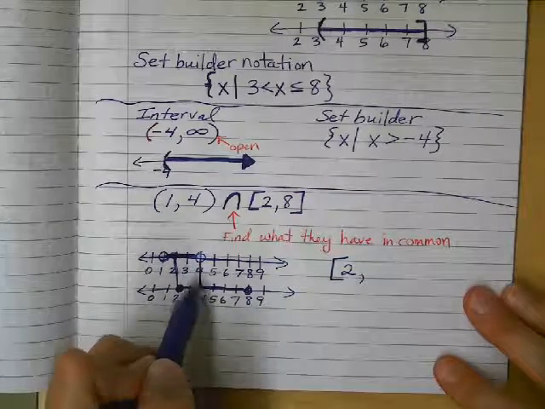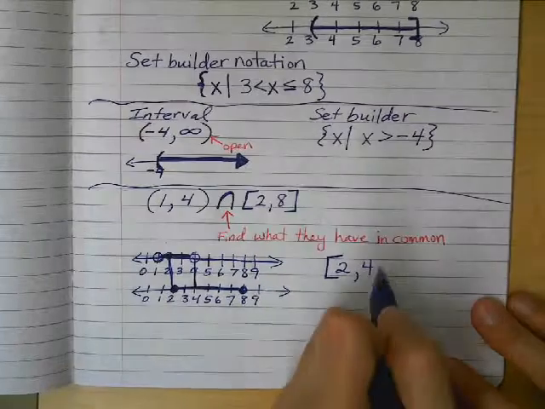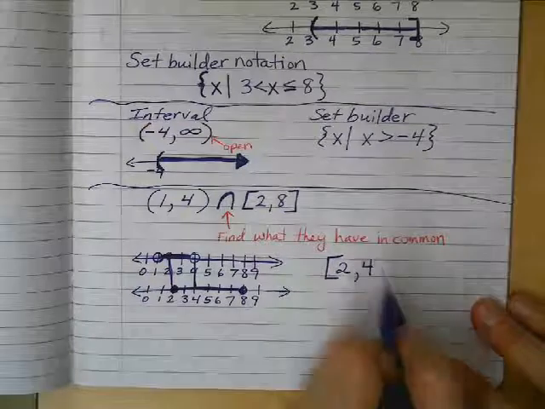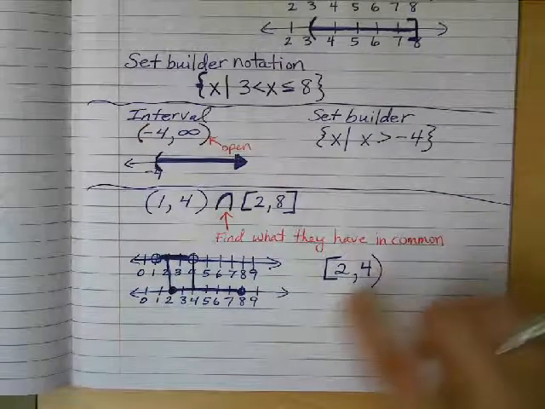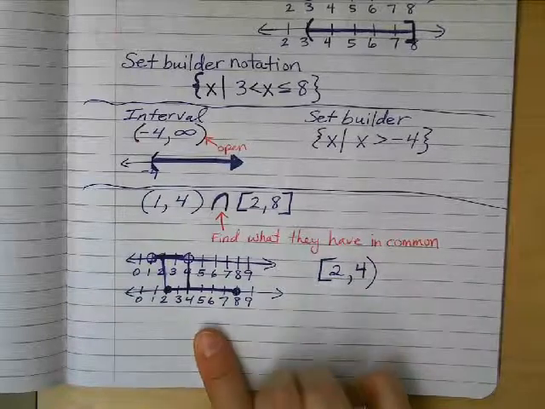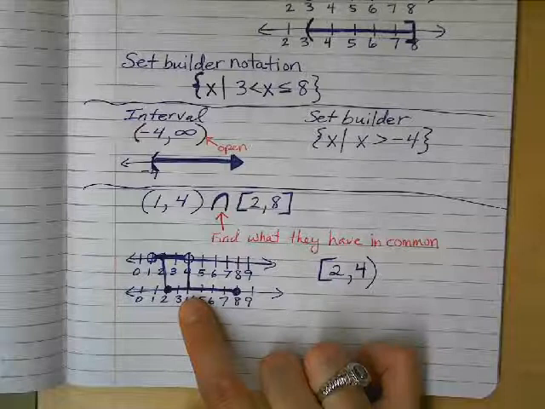But the 4 on this graph's not colored in. So what do I do? A parenthesis, not a squared off bracket. It just goes up to 4. So they overlap from 2 to 4. The 2's included, but the 4's not.